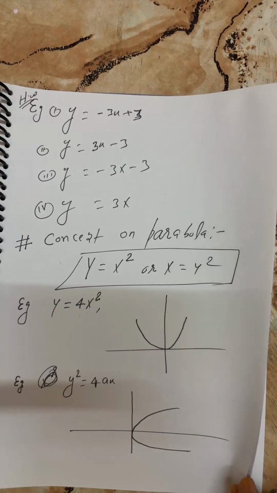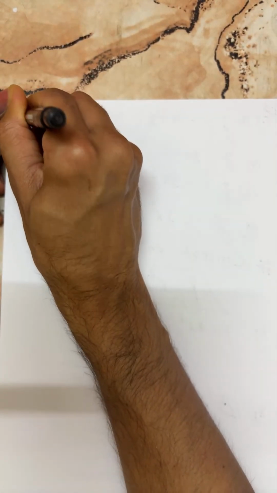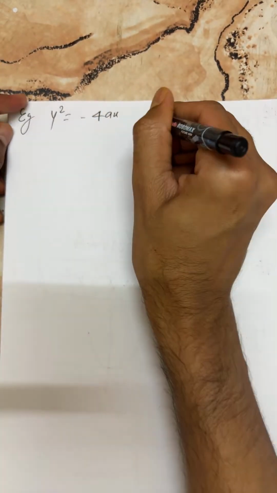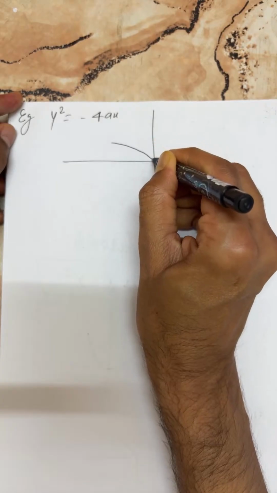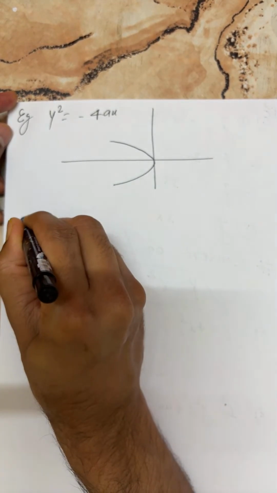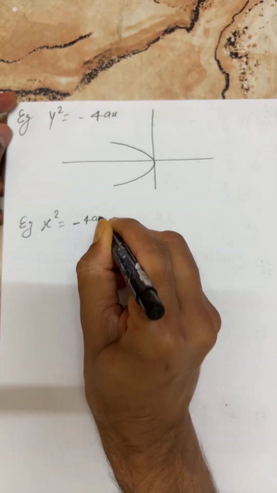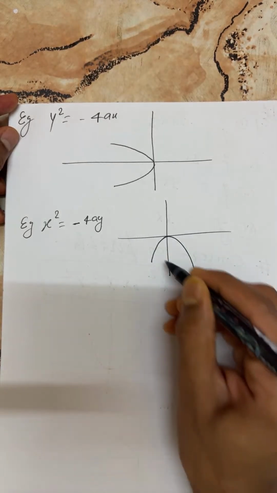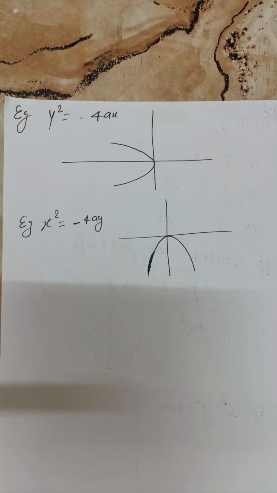Okay. Next student: y square equals minus 4x. Draw the nature of the graph. You can say this parabola will open its mouth towards the negative x-axis. Next student: x square equals minus 4ay. So the graph will open towards the y-axis. So this is the condition here. Just you can draw the graph.